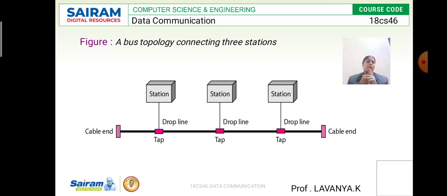So multipoint is nothing but the same connections in the same transmission medium, where n number of devices are interconnected with each other, and they simultaneously do the transactions in that particular cable. So that will be a multipoint connection.